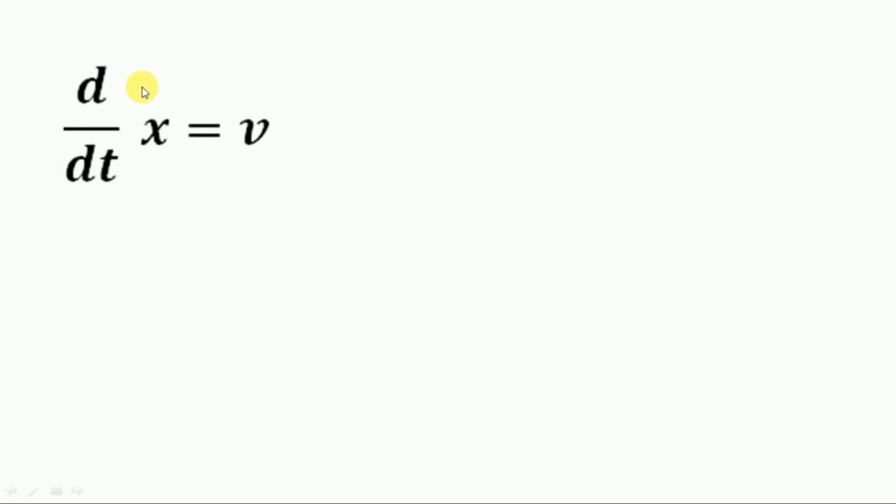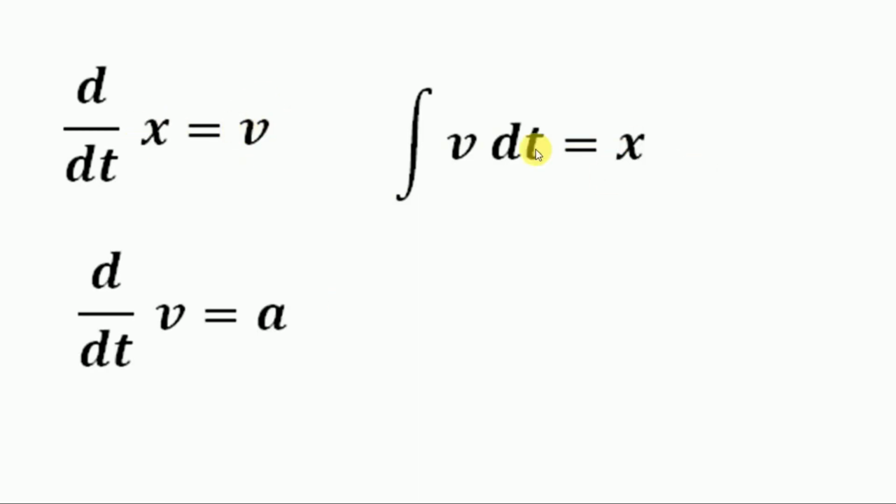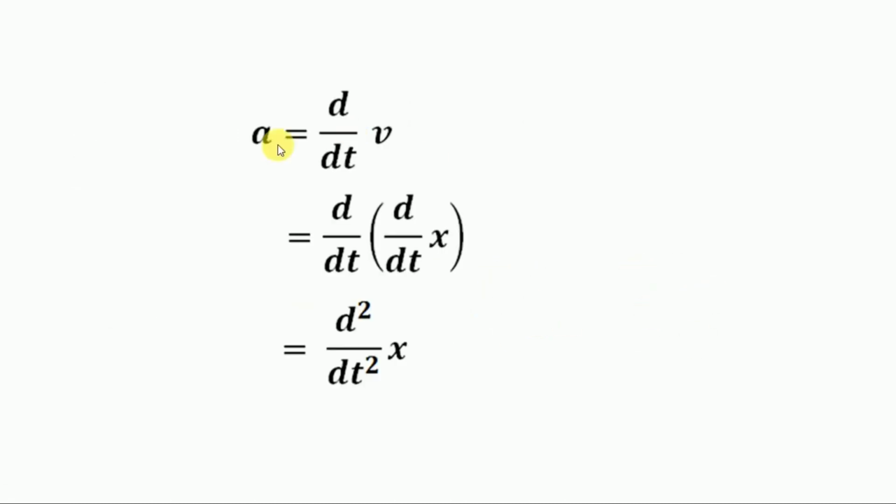When we differentiate the position with respect to time, we get velocity, and integration and differentiation are opposites. That means if we integrate the velocity, we should get displacement. And next, differentiation of velocity is acceleration. So that means integration of acceleration gives velocity. So here, acceleration is the differentiation of velocity, but we know velocity is the differentiation of x.